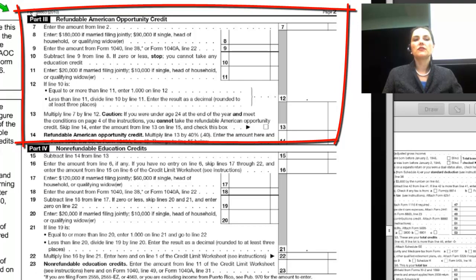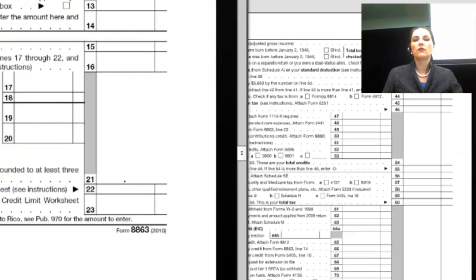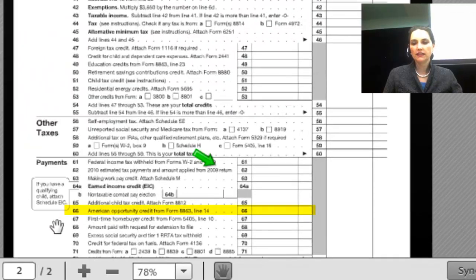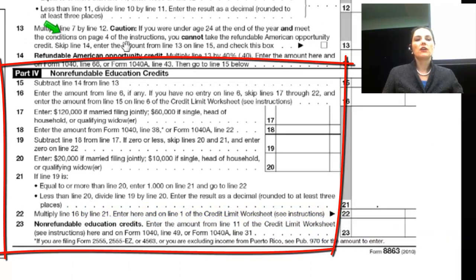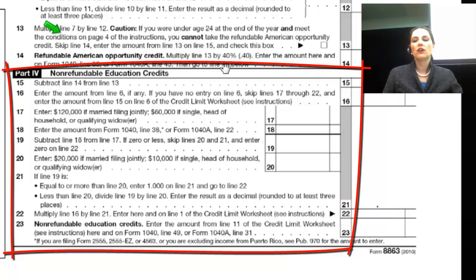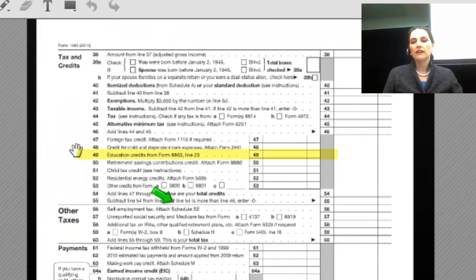Part 3 of Form 8863, you use this part to figure the amount of the refundable portion of the American Opportunity Credit that is entered on Form 1040, line 66. Right there. And you use Part 4 to figure the amount of non-refundable education credit, including the amount of American Opportunity and Lifetime Learning Credits to enter on Form 1040, line 49.